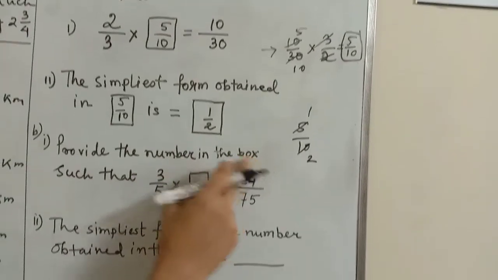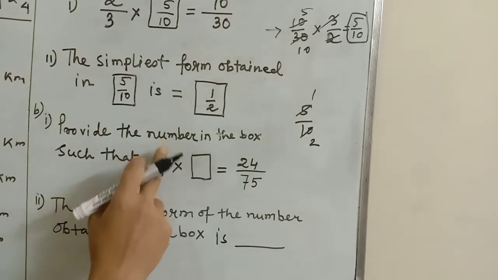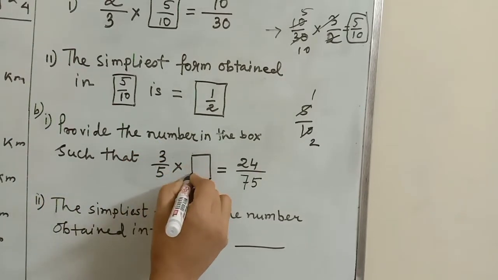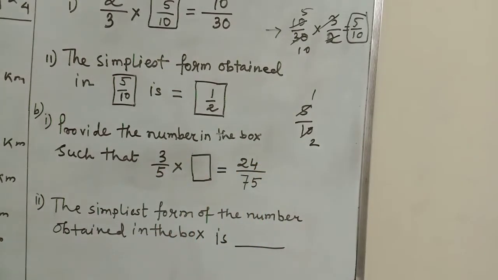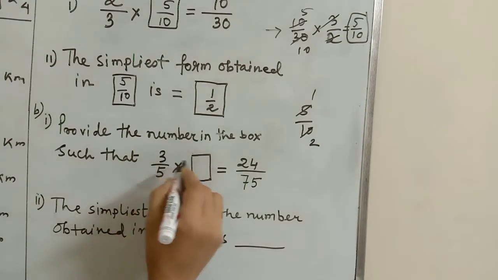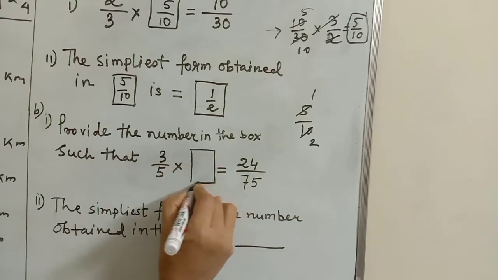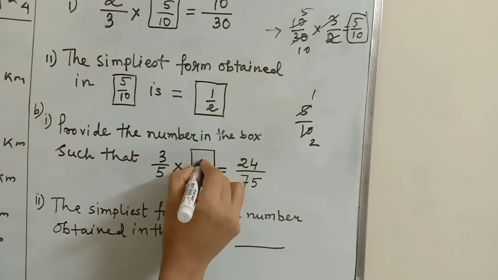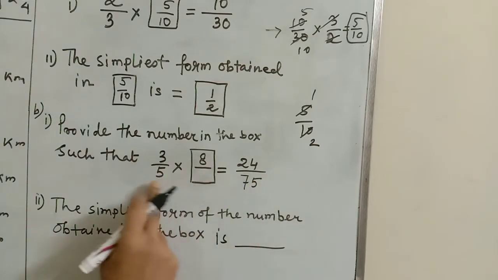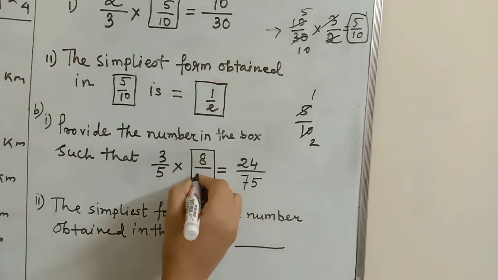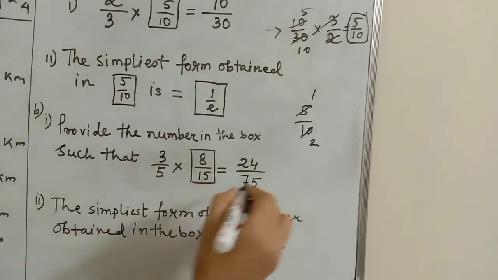Provide the number in the box such that 3/5 into the number you will have to give in the box so that you can get 24/75. The same way you can think, 3 becomes 24. That means you need to multiply it by 8 so that you can get 24. And 5 to 75. By which number will you multiply 5 to get 75? Yes, it is 15.